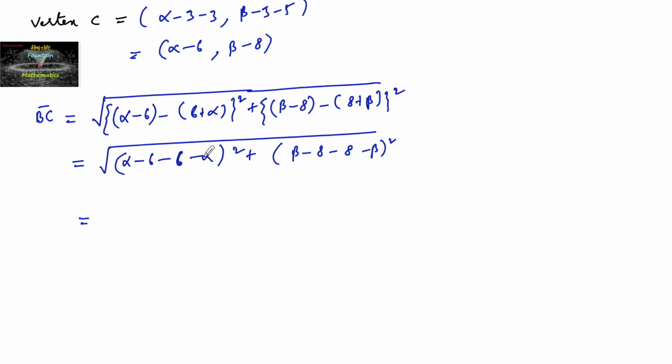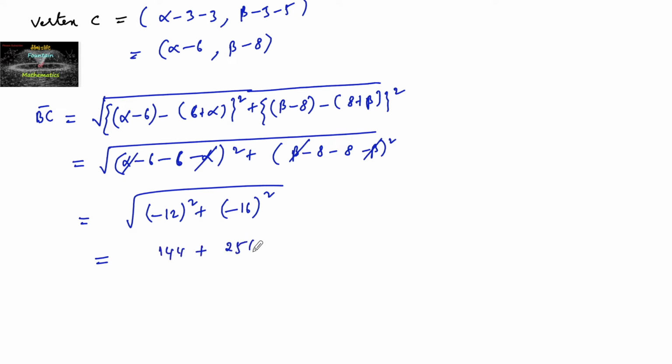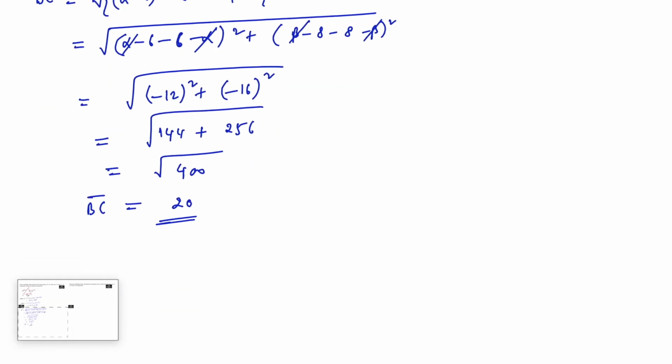We can cancel alpha and alpha, and beta and beta get cancelled. So minus 6 minus 6, that is minus 12 whole square, and minus 8 minus 8, that is minus 16 whole square. So minus 12 whole square is 144 and minus 16 whole square is 256. 256 plus 144 gives 400. The square root of 400, taking the length as positive, so BC is equal to 20. Therefore the length of BC is 20 units.